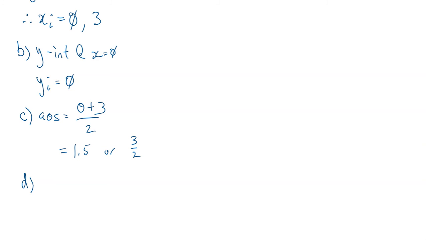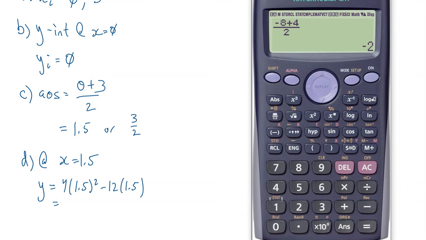The next one is the vertex. So I'm just plugging this in, 4 times 1.5 squared minus 12 times 1.5. I don't have to be worried about this because I'm just going to use my calculator. I got -9.